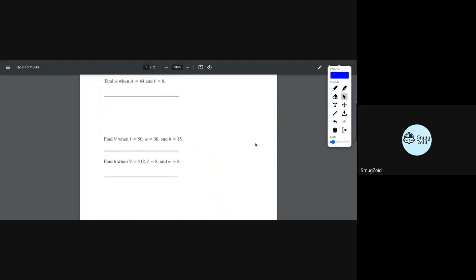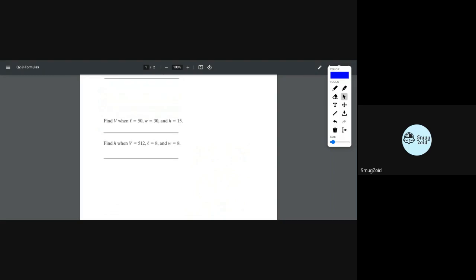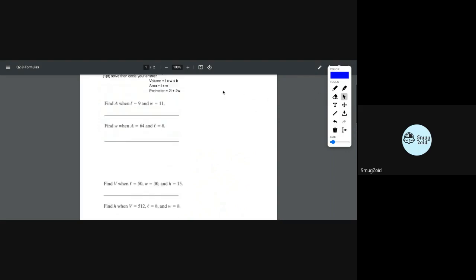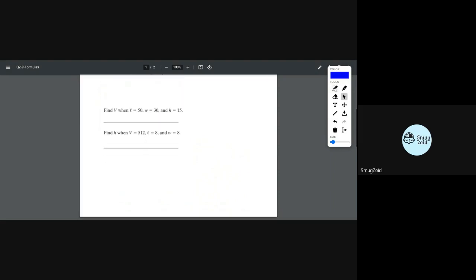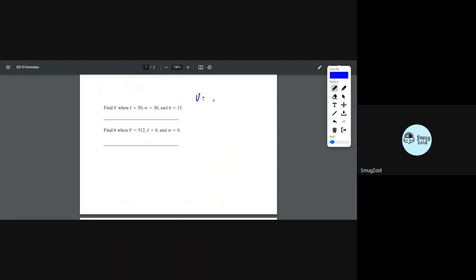All right. This is volume equals 50 times, basically I should write down the formula first. So volume's easy. It's length times width times height. All right. So it just has one more measurement added to it. So I'm going to go volume equals length times width times height. Let's do the first one. Volume equals 50 times 30, right? Times 15, okay?